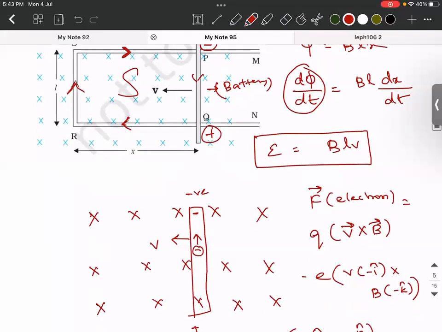You're able to understand that if you try to find the polarities of each end of the conductor where the EMF is generated, whether you follow the concept of Lenz's law or the concept of Lorentz force, it will give you the same result. Okay, so please make a note of it.